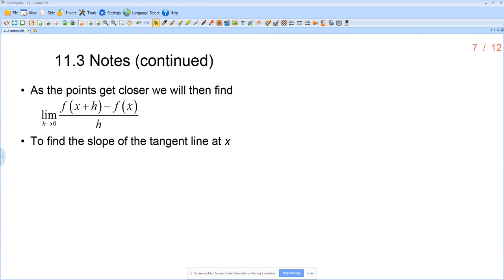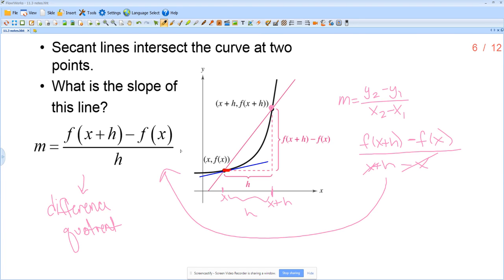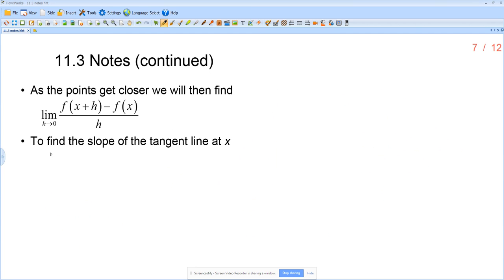So as I move these points closer, what I'm doing is taking the limit as h goes to 0 of f of x plus h minus f of x over h. So essentially, I'm taking that distance between these 2 points and making it infinitely closer together so that I can calculate that slope. And what this finds is the slope of the tangent line at x.